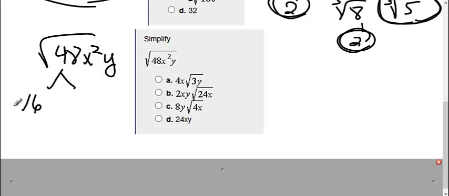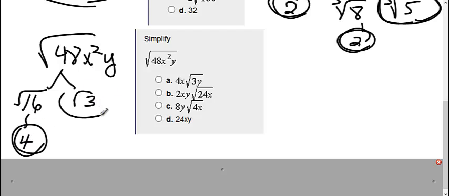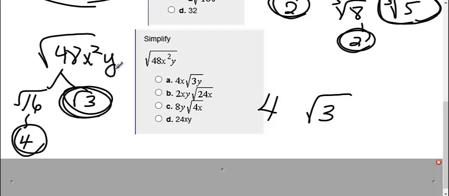16 times 3 gives us 48. So I'm going to break this up into the square root of 16 times the square root of 3. The square root of 16 is 4. The square root of 3, I can't do anything with. Therefore I get 4, and I still have the square root of 3. I'm leaving space because I still need to deal with this x and y.